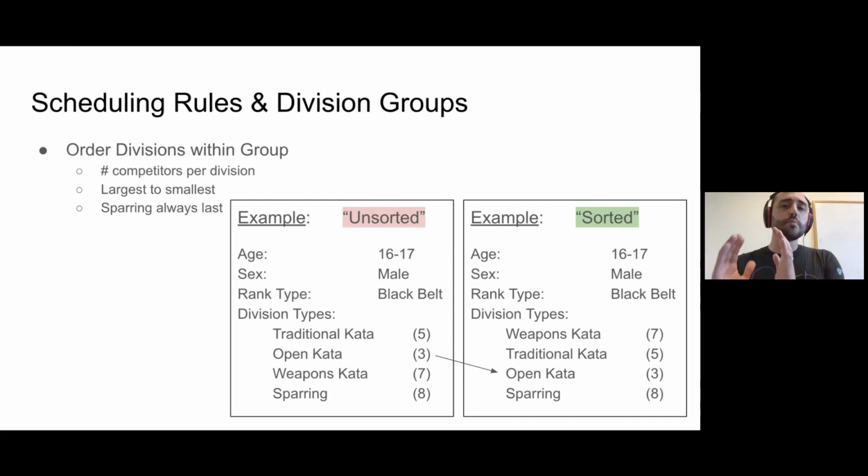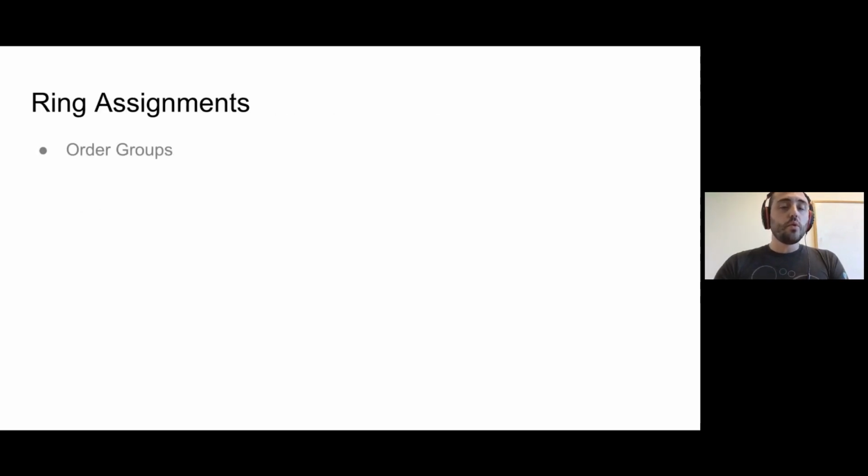So this just represents one of many division groups that then have to get assigned. So what do we do with each division group once we've created it? For that, we are going to order the groups.